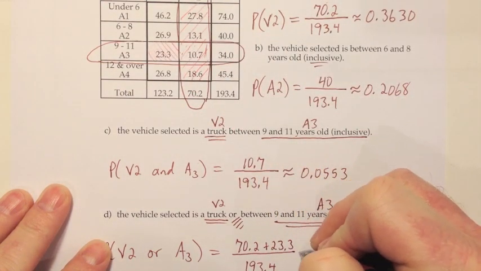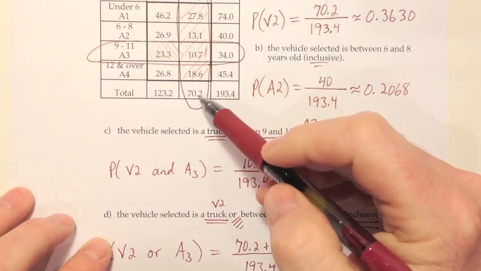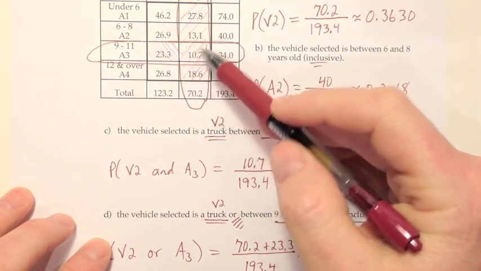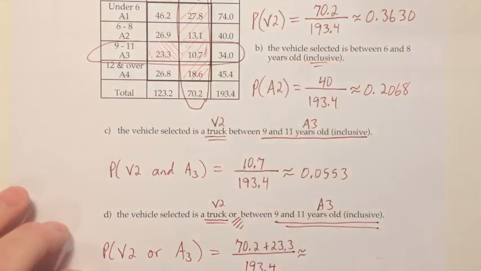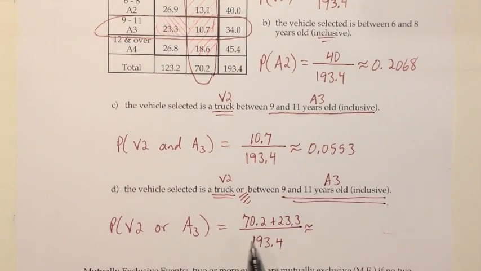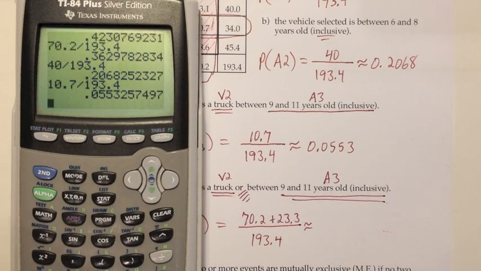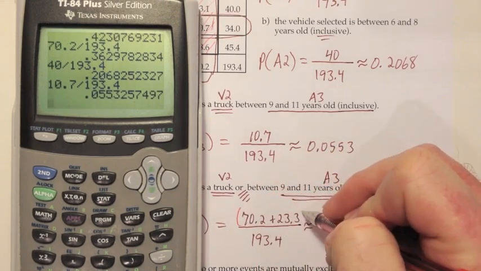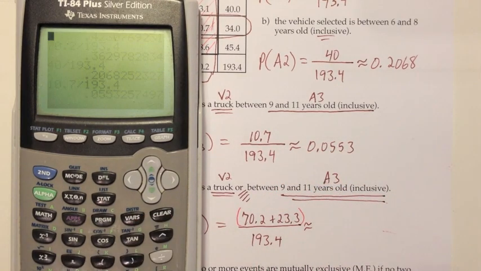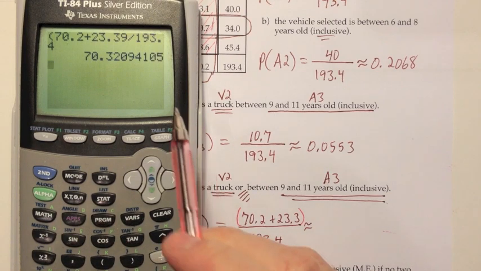Once you start using totals, you do want to be careful. Don't use this total and that total because then you're double counting. Use one of the totals and then just count the new squares that haven't been counted yet from the other one. So you could add these together. I'm going to go ahead and just go straight to the calculator and get the decimal on this. Just remember, when you have addition in the numerator, you need parentheses around that to make sure the order of operations happens correctly. So 70.2 plus 23.3 and divided by 193.4. And apparently I messed something up there. Let's see what I do.